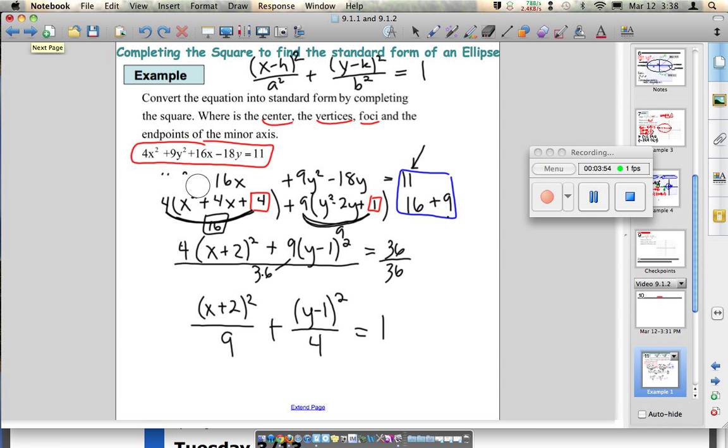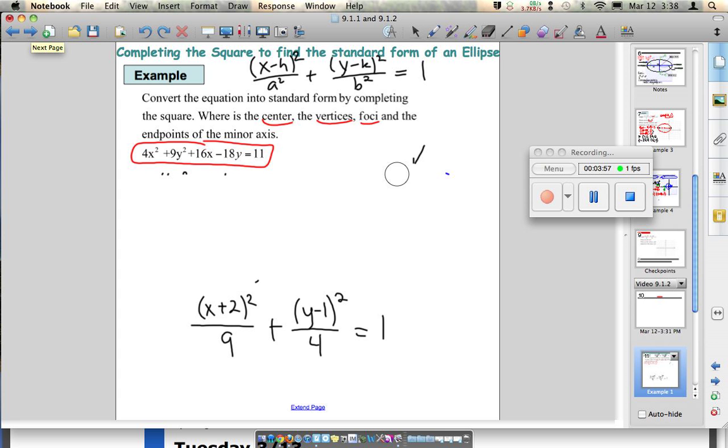But now I need to answer the question. So I'm going to delete all this work here and start to answer the questions. The first question is, where is the center? And the center I know is h comma k. So the center is at -2, 1. Careful with your negatives here.